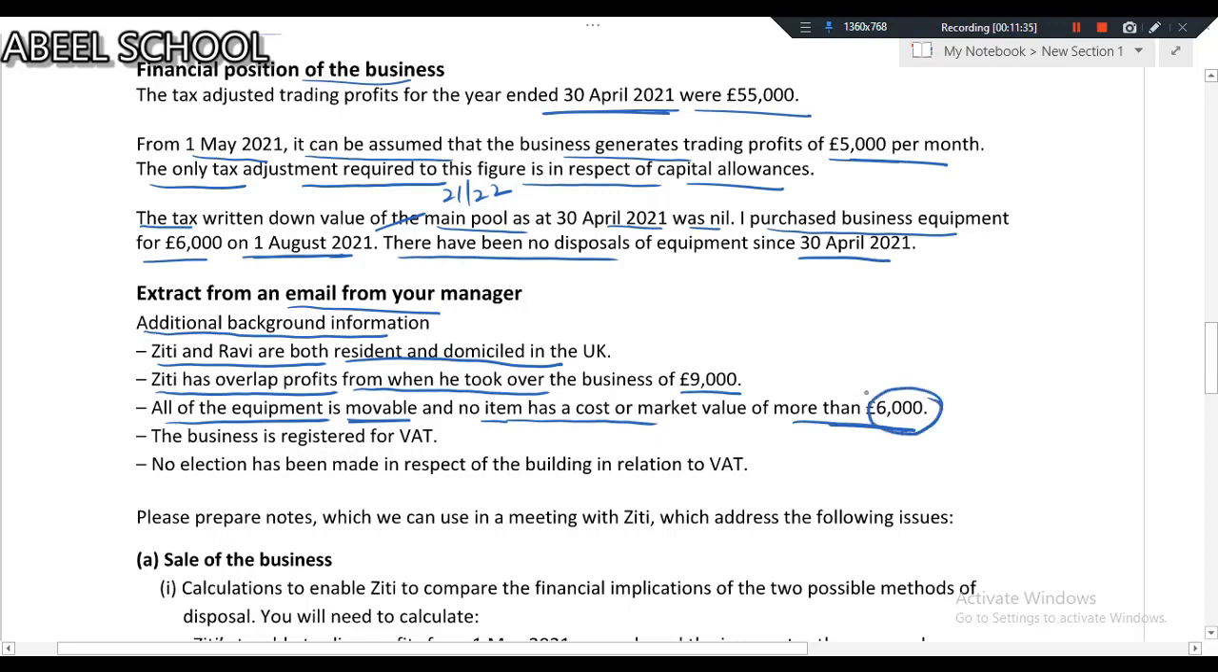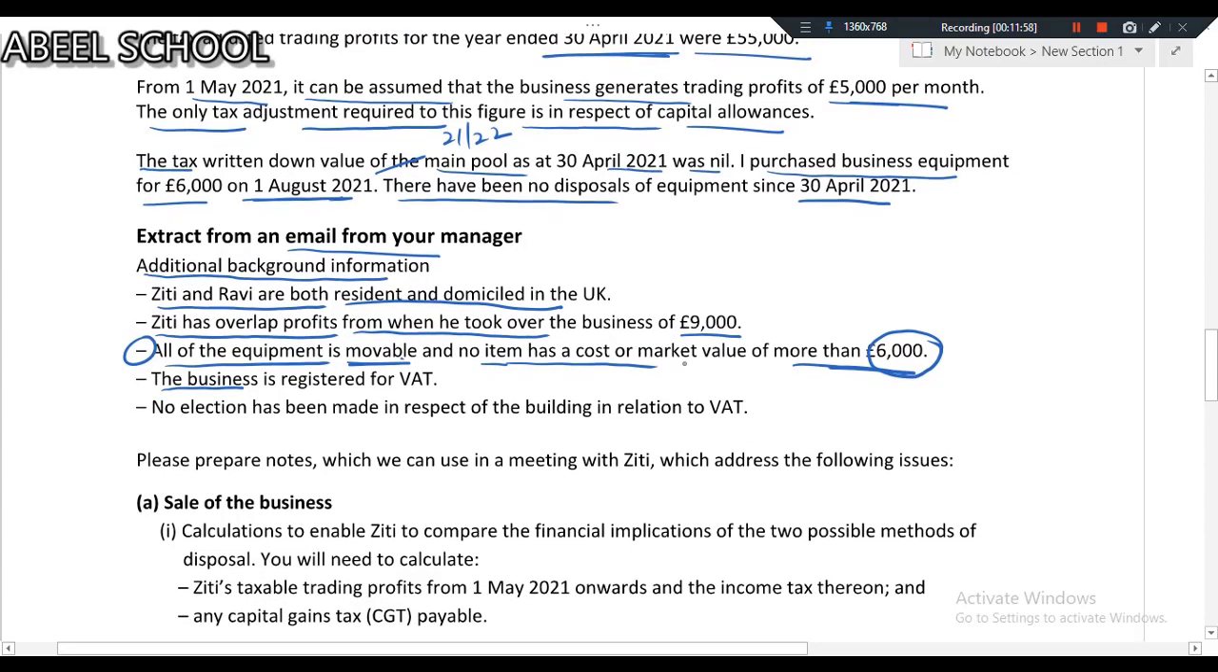If we have equipment which has a cost or market value less than or equal to 6,000, then that is exempt. You will not be getting any capital allowance on that 6,000 amount. This is only for equipment that is movable and where no item has a cost or market value of more than 6,000 pounds. The business is registered for VAT.